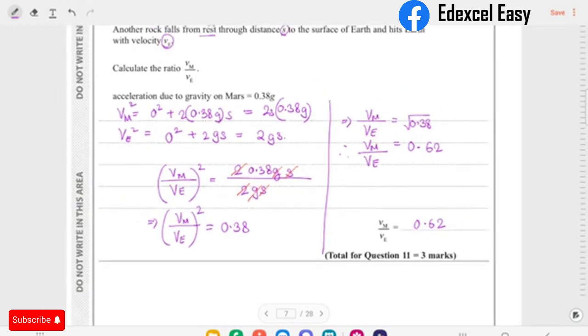So yeah, we're done. Another thing, if you are facing some trouble finding the equation that I used over here, this is the equation: v square equals u square plus 2as. So just write it down.